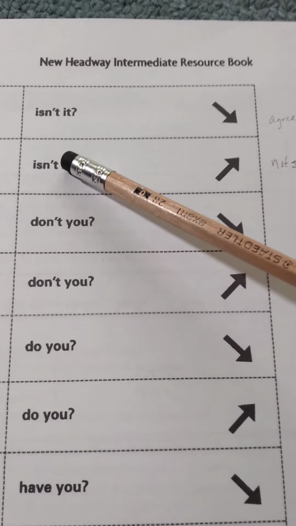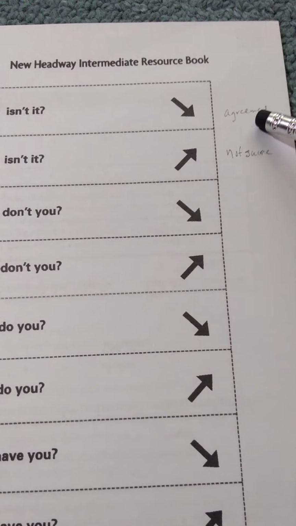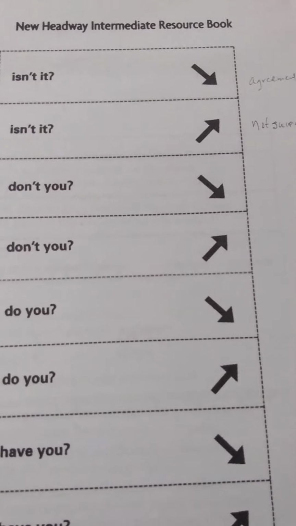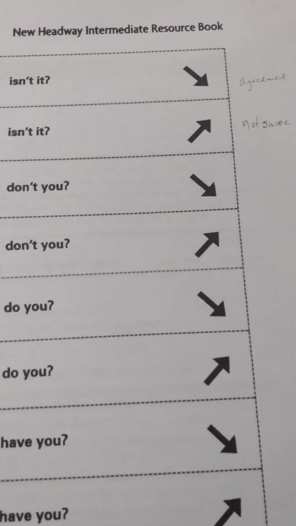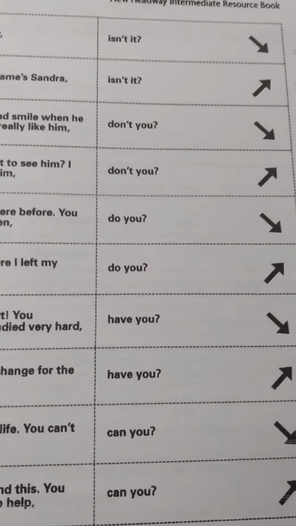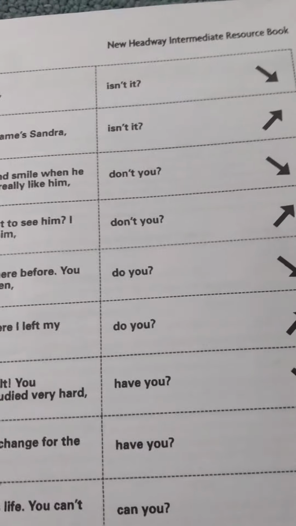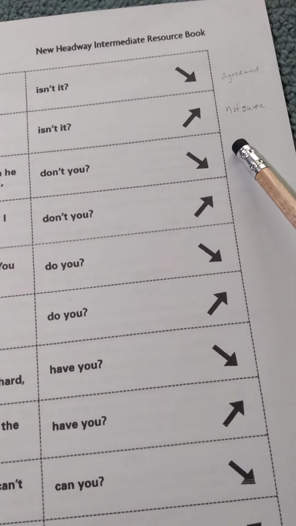When I say it with a falling intonation, we both agree. When the tone goes down, we agree, isn't it? It's lovely weather, isn't it? All right. If I change it around, isn't it? It means I'm not sure. Isn't it?